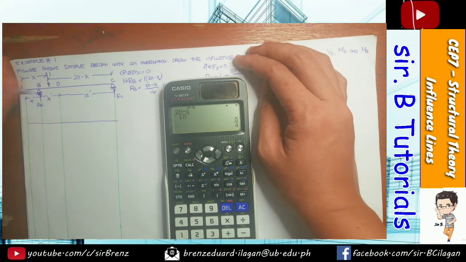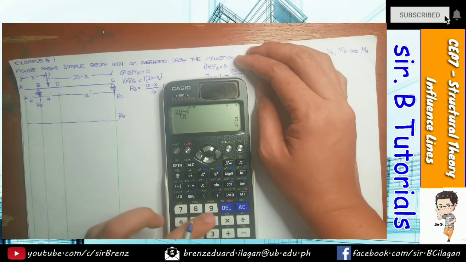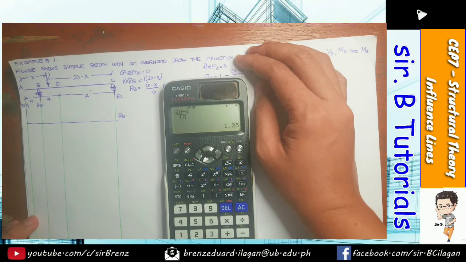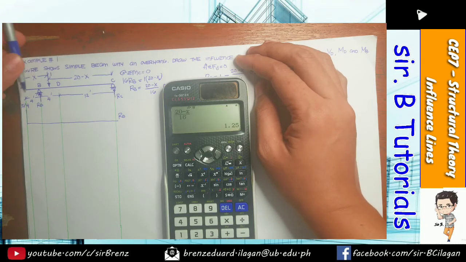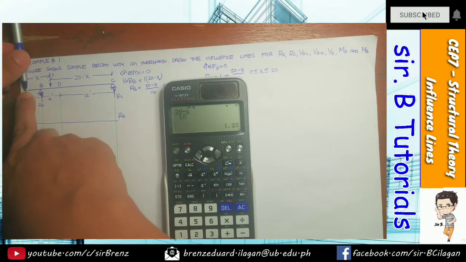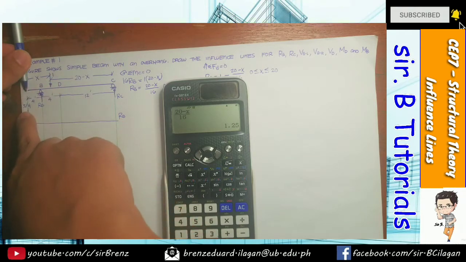Okay, so this is straight, ha. So this is RB. Sabi diyan 5 over 4 or that is 1.25. Ibig sabihin, nandito siya, 5 over 4. So ang ibig sabihin niya lang, guys, is nandito yung 1 unit load. So kapag nasa 0 pa yung X or nandito yung 1 unit load, yung reaction mo sa B, if 1 unit load yung pinag-uusapan, is 5 over 4.